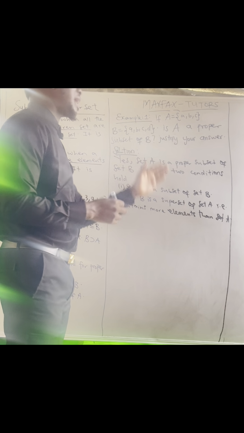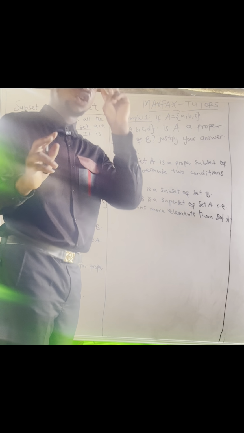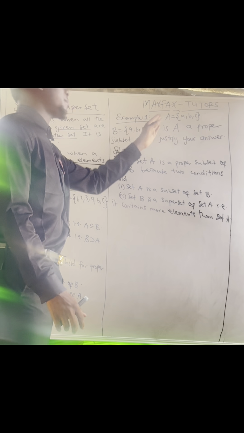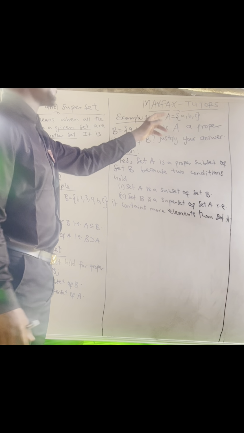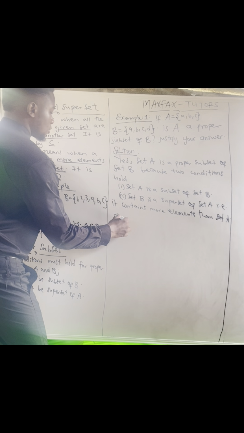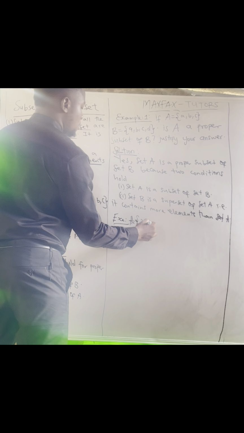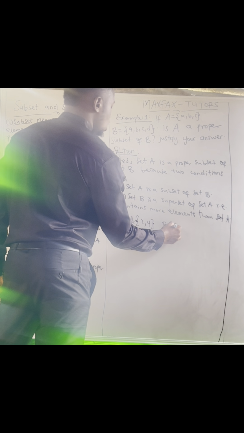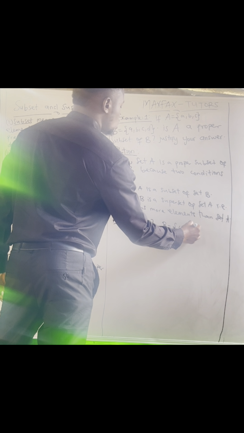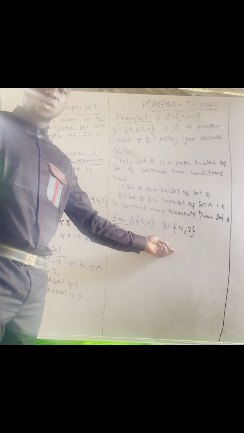So the two conditions must hold. If one condition holds and the other condition does not hold, then that is not a proper subset. So for a proper subset, two conditions must hold. If I'm talking about the proper subset of sets A and B, firstly, set A must be a subset of B, while secondly, set B must contain more elements than set A. Guys, let's say set A equals {2, 4}. Set B equals {4, 2}. Guys, let me ask you a question. Is set A a proper subset of set B? No.